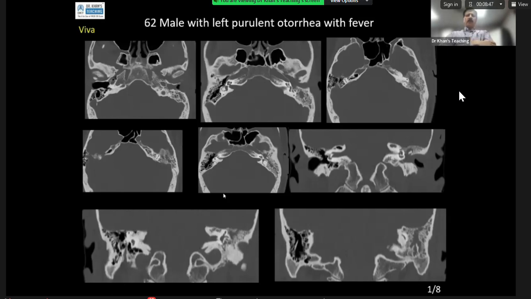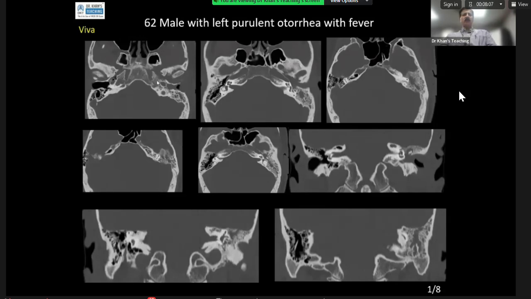Maybe you already know the diagnosis, but because we are doing petrous apex, I'm showing you a scan. This male patient presented with purulent otorrhea with fever. We can see a lot of inflammation and opacification of the mastoid cells and the middle ear cavity. And this is the petrous apex. You don't see much there on this CT scan.